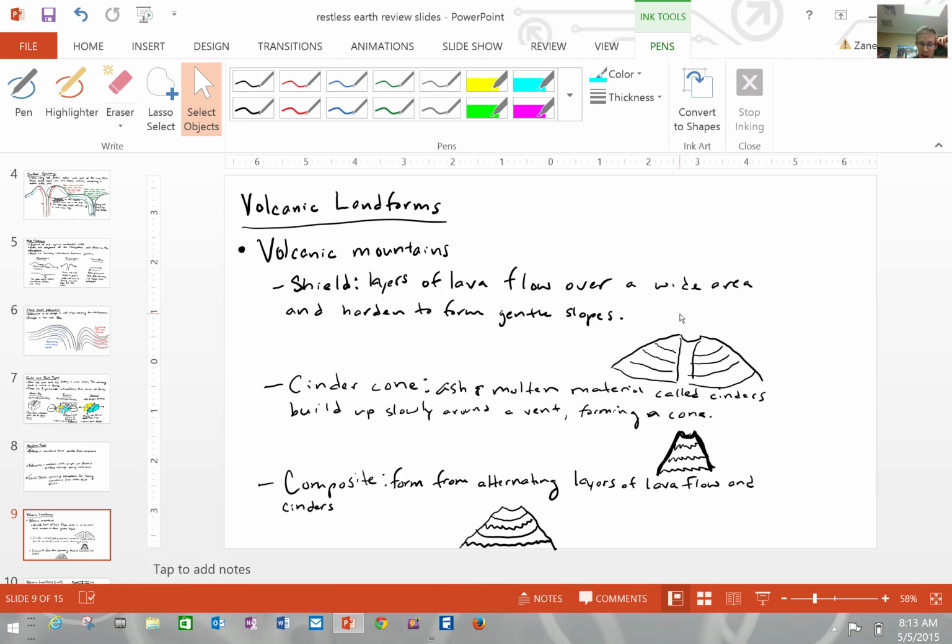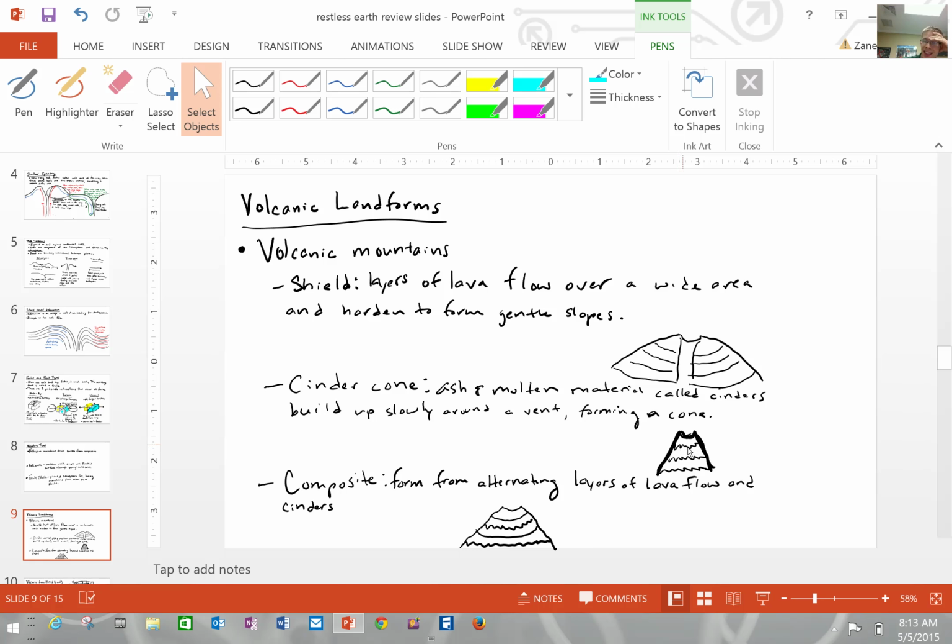In contrast to that, the 2 below it, the cinder cone and the composite, you'll start to see a more steep shape. Now, cinder cones, I think, are the most fascinating volcanoes because of how they form. Basically, what I've written here is that ash and molten material called cinders build up slowly around a vent, forming a cone.